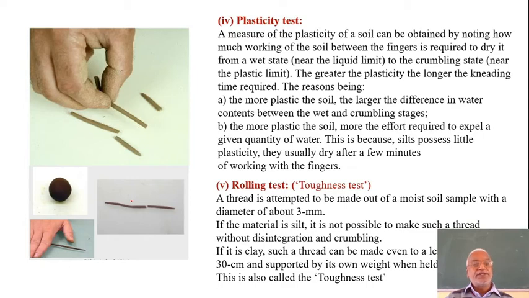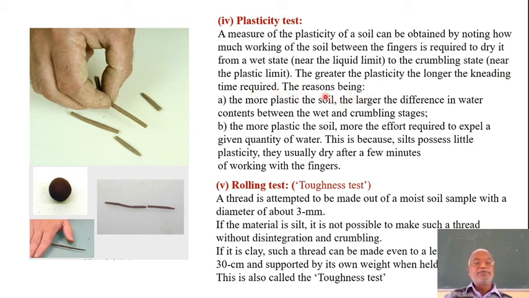Okay, the plasticity test or rolling test, both of them help you to find out the amount of clay only. We'll read it off. A measure of plasticity of a soil can be obtained by noting how much working of the soil between the fingers is required to dry it from the wet state near the liquid limit to the crumbling state, that is near the plastic limit. The greater the plasticity, the longer the kneading time required.